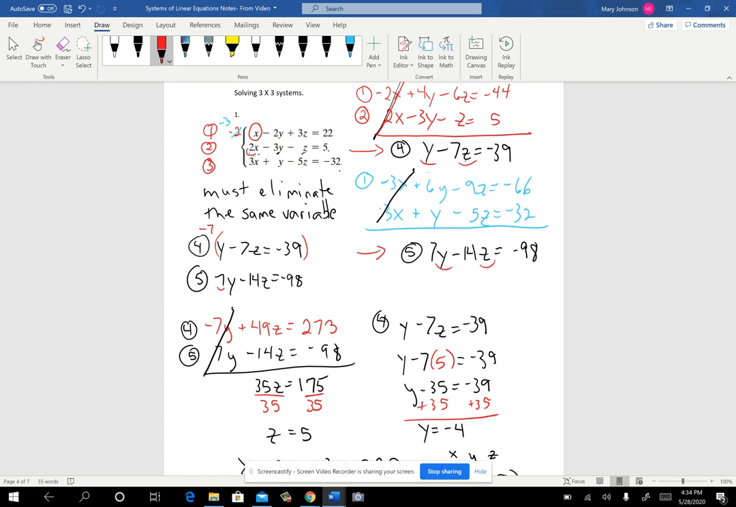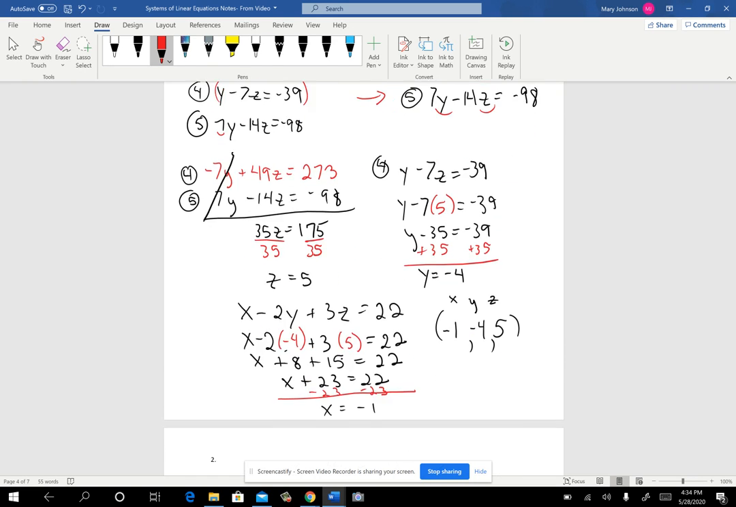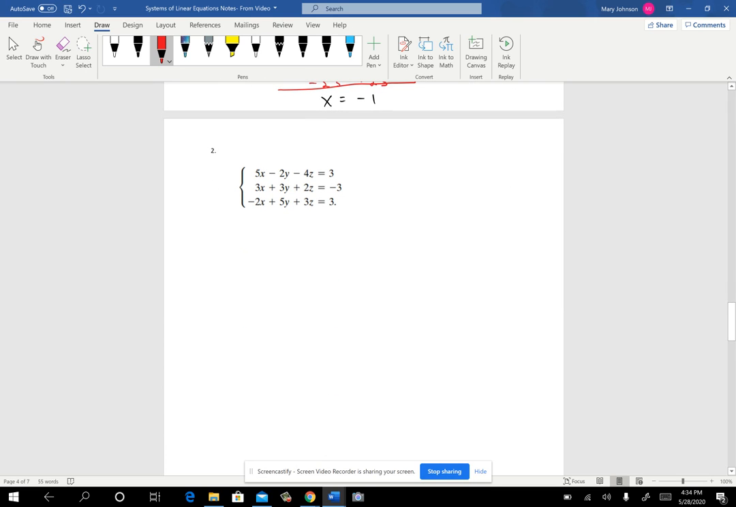All right, so let me go ahead and do another one on this video. Okay, I got another example here. This one's a little harder because you see how none of the equations have a 1 out in front of the variable?